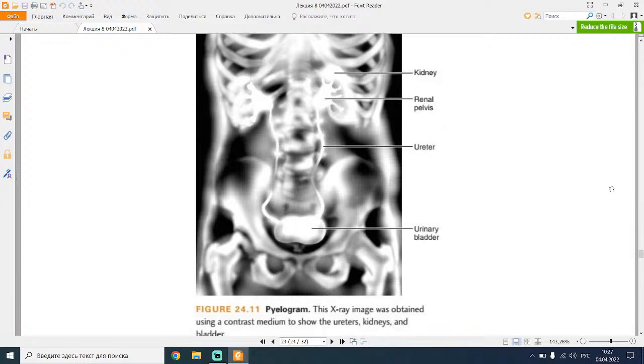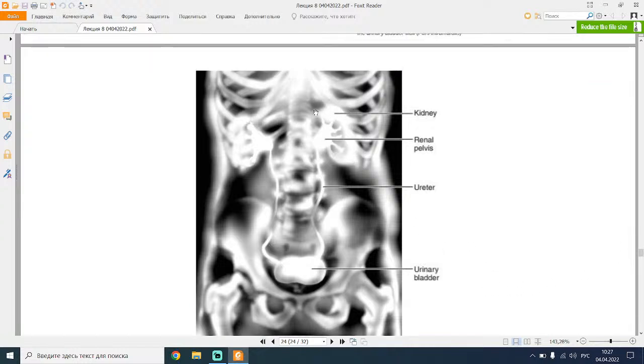What you see, pyelogram, this X-ray image was obtained using contrast medium to show the ureters, kidney and bladder. What you see: kidney, renal pelvis, and ureter, and urinary bladder.